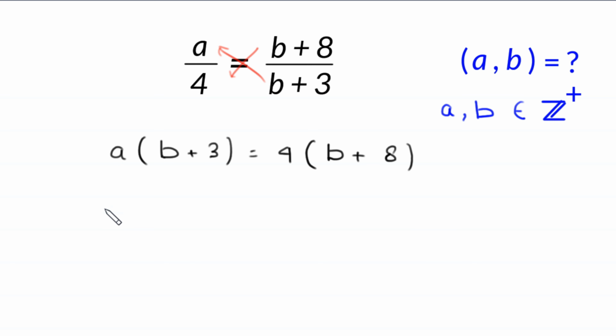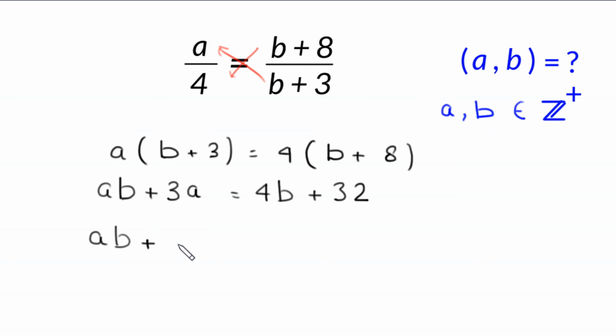Distribute this a, this will become a times b plus 3 times a equal to 4 times b will become 4b and 4 times 8 will become plus 32. Move this 4b to the left hand side and rearrange these terms. This will become a times b plus 3 times a minus 4 times b equal to 32.